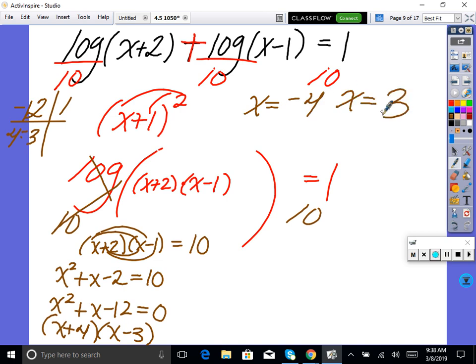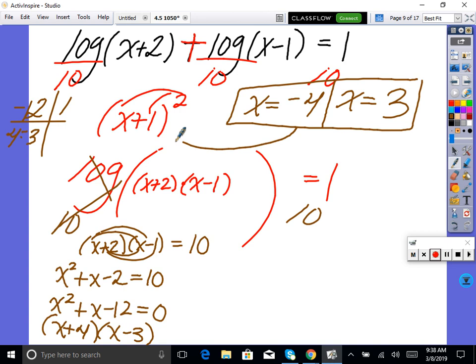Then you'd say, I started with a logarithmic equation. I need to check if I plug in either of those, whether it'll be negative inside a log. If I plug in negative 4 right there, or right there, does it make either of those negative inside a log? Yes, therefore it's not a solution. We cross it out. If I plug in 3, is it positive inside? Yes, that's 5, that's 2. So the only solution is 3.